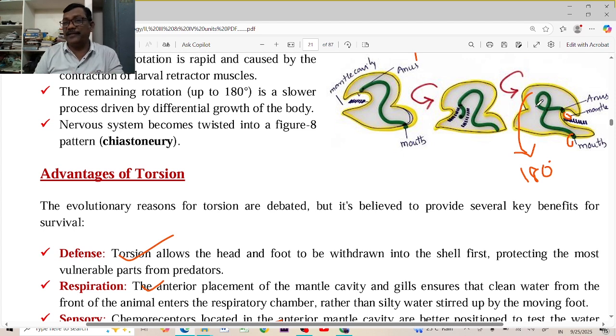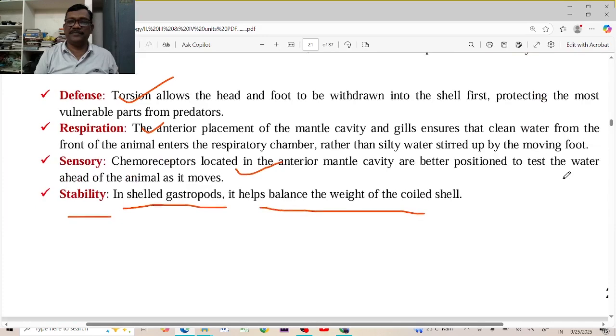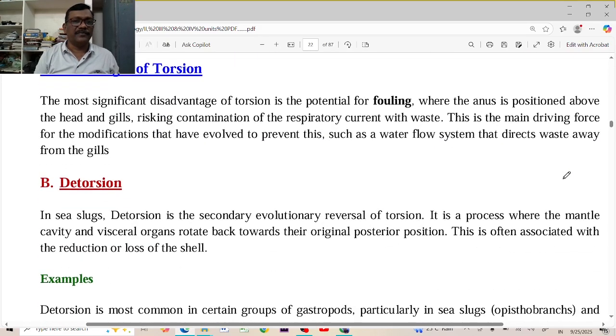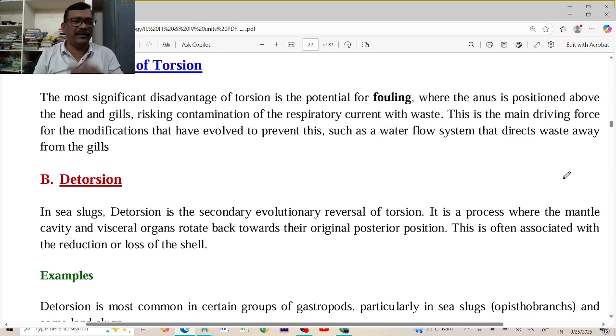If it is bent 90 degrees, the body could not be balanced. If it is bending 180 degrees, the body is totally balanced. Of course, the mouth is located near the anus, but the body is balanced because it is bent 180 degrees. Okay, however, advantages are there.